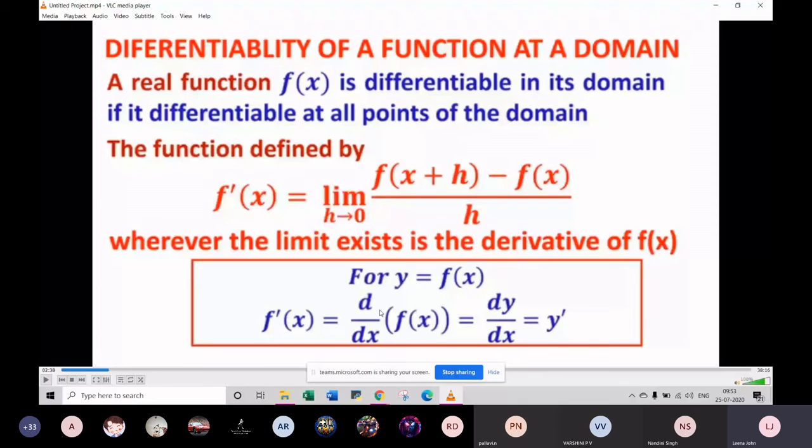We say that d by dx means derivative of f of x with respect to x, and can also be written as dy by dx. dy by dx doesn't mean that it's a division. It's a notation we are using, and can also be written as y dash. y dash, y equal to f of x, then it's y dash. One more symbol we use is y suffix 1, y1. So please write this also throughout, okay?